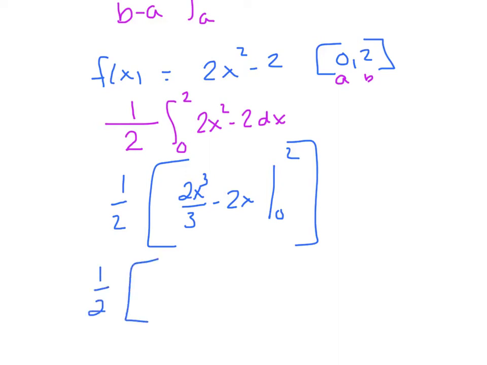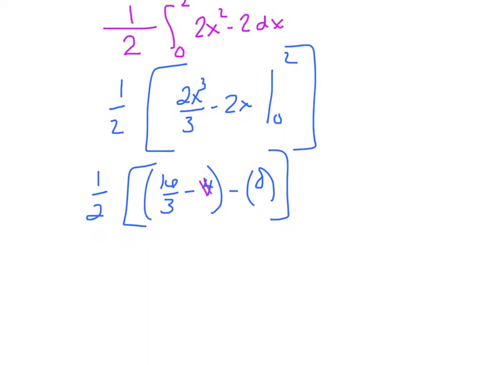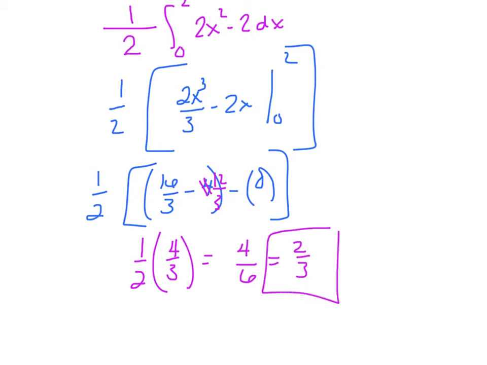Carefully plug in 2. 2 cubed is 8 times 2, that's 16 thirds, minus 4. Minus, love that 0, 0 plugged in there is 0. I'll get myself a quick common denominator, so of course I'm going to call 4 12 thirds, so that gets me a 1/2 times 4 thirds, or 4/6, which I can say is equivalent to 2 thirds as well. So now we have our average value, okay, compared to our average rate of change.